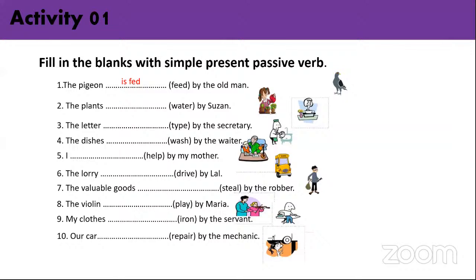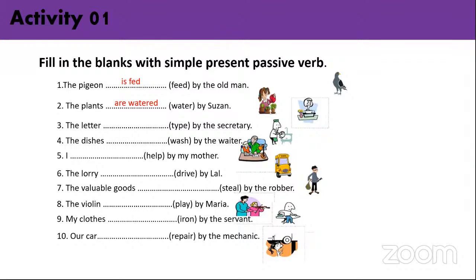The plants. Then the subject is plural. Then is, am, or are. It should be are. Then what is the past participle verb form of water? It is watered. Then plants are watered by Suzanne. Let's move on to third one.